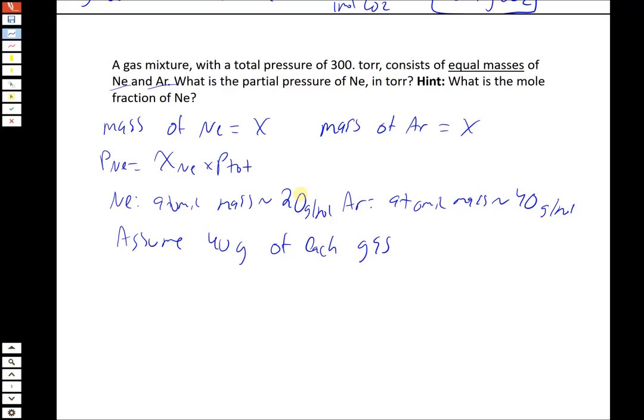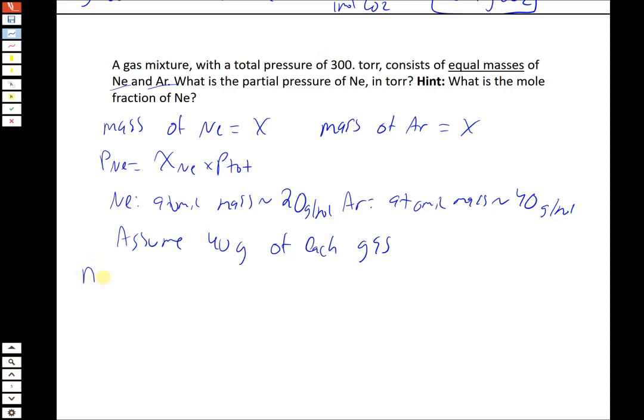So if we assume 40 grams of each gas, again, you can assume whatever you want. The masses are equal, and we're not telling you anything about volume or temperature. We're just telling you about pressure. So you can assume whatever mass of a gas you want, and you'll still get the same answer. But if we assume 40, then the numbers are convenient.